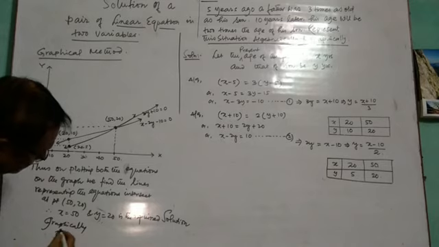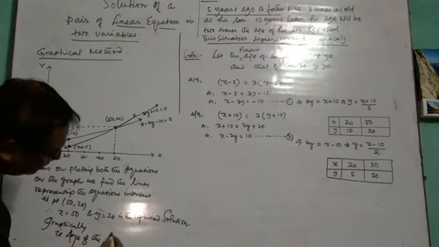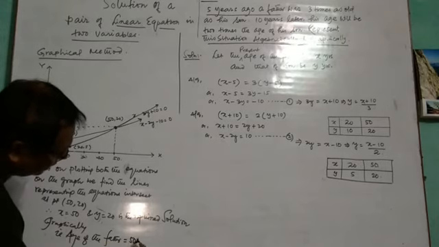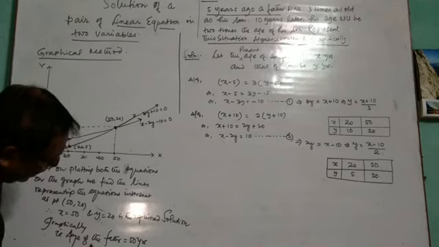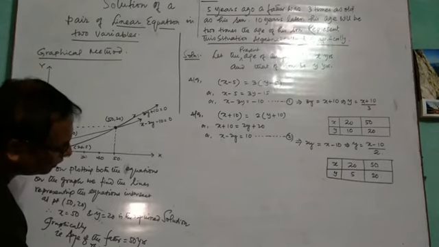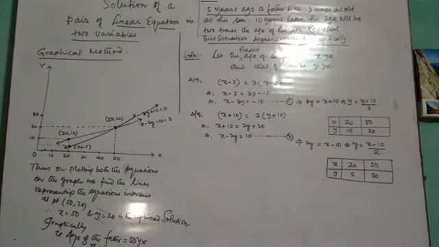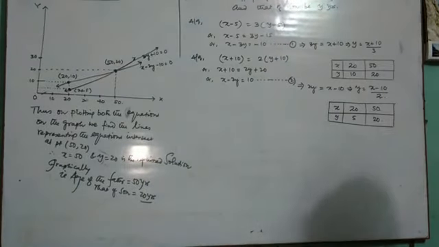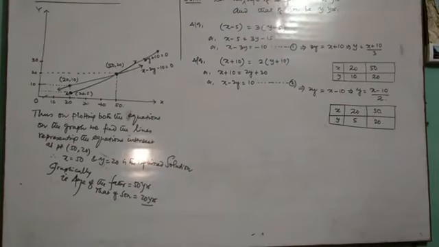That is, the age of the father is equal to 50 years and that of the son is equal to 20 years. So this is the case where we are getting a unique solution.